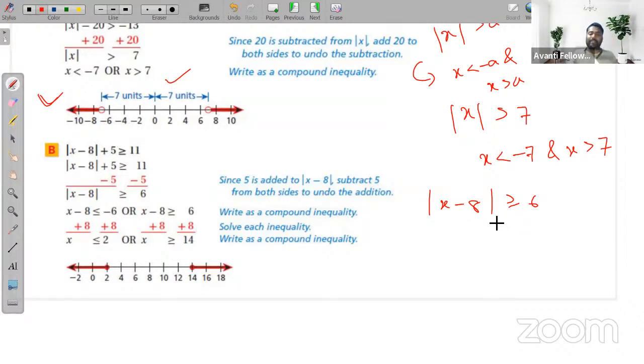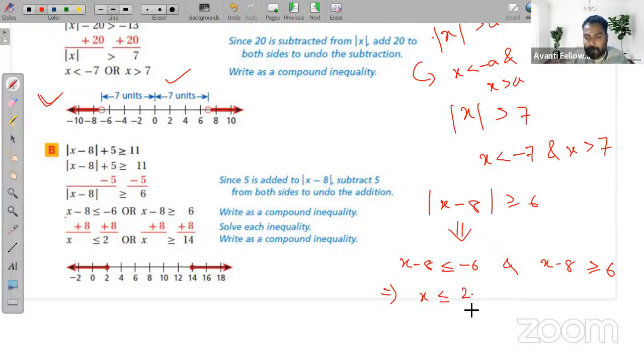Now you can easily solve it by using the same property. The solution will be x minus 8 is less than or equal to minus 6, and x minus 8 is greater than or equal to 6. If you solve it, you will get x is less than or equal to 2, because if you add 8 to both sides, x is less than or equal to 2.